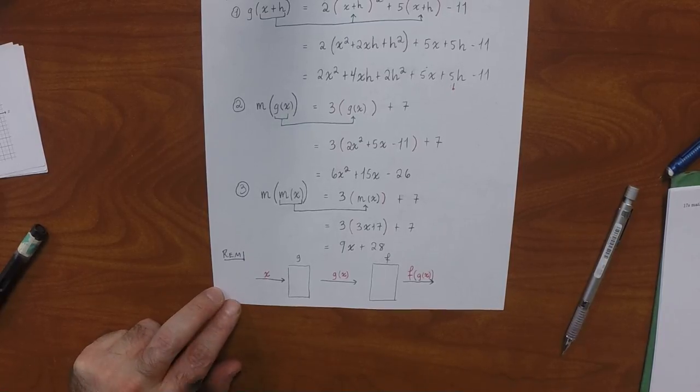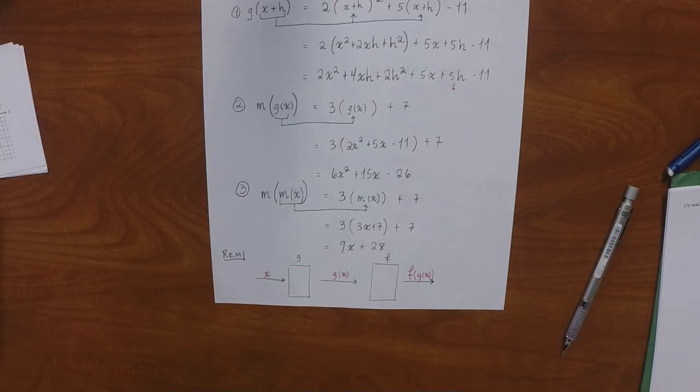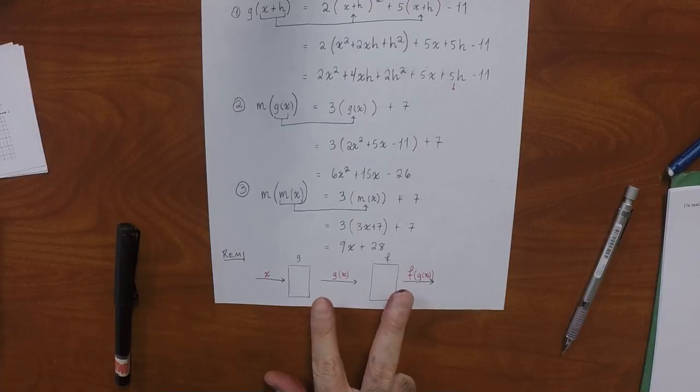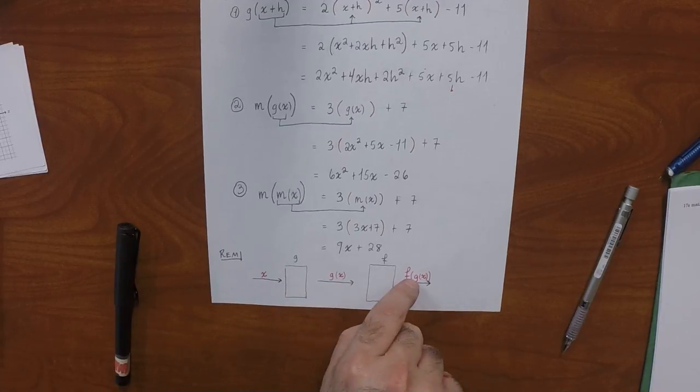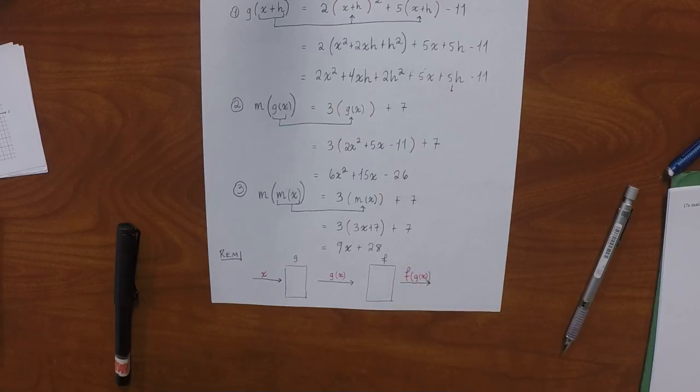Okay. Also, another thing with this mental model, as a matter of foreshadowing, I'm not going to really address it today, but soon, is that when you put functions inside of functions like this, the order is going to matter, right? Which is to say that if the X goes through the G machine first and then the F, that's potentially different than going through the F machine first and then the G.